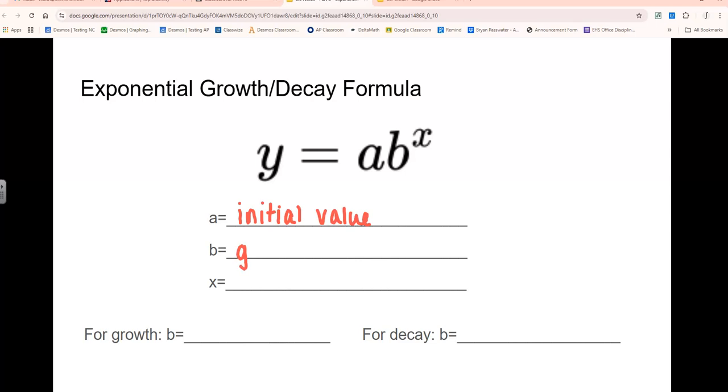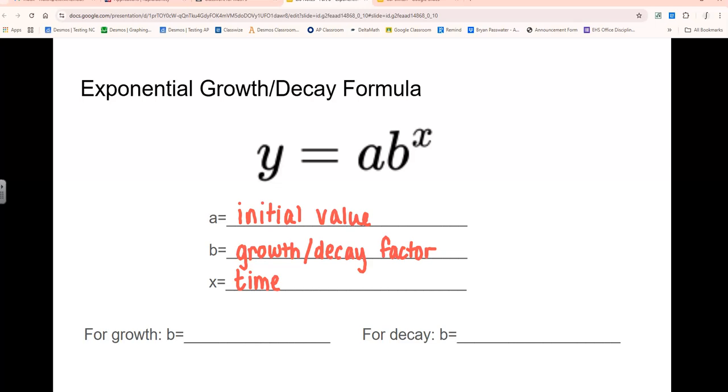B is your either growth or decay factor, and we'll talk more about it here in a second. And X is some sort of time. It might be hours, it might be days, it might be seconds, it might be the number of rounds in a tournament, but it's some way of measuring time.